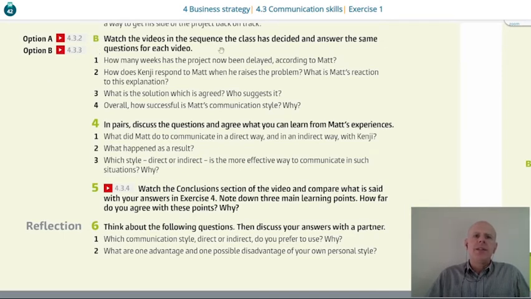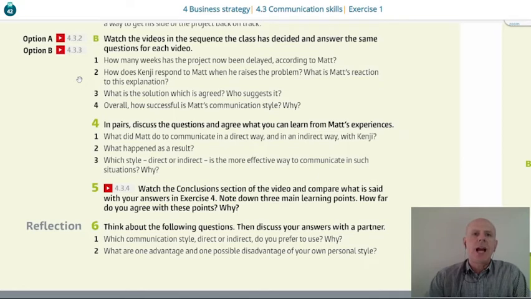Watch the videos in the sequence that the class has decided and answer the same questions for each video. We have 4 questions for both videos. How many weeks has the project now been delayed, according to Matt? How does Kenji respond to Matt when he raises the problem? In a direct way, in video A, option A, and in an indirect way in option B.